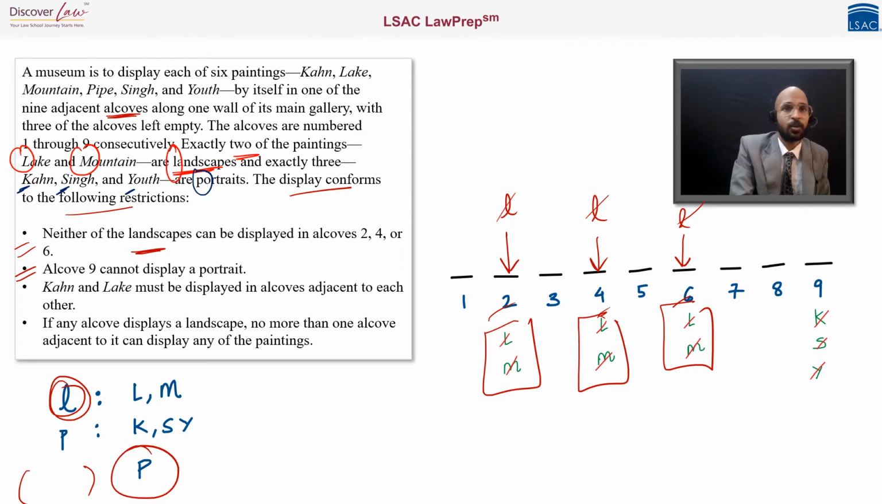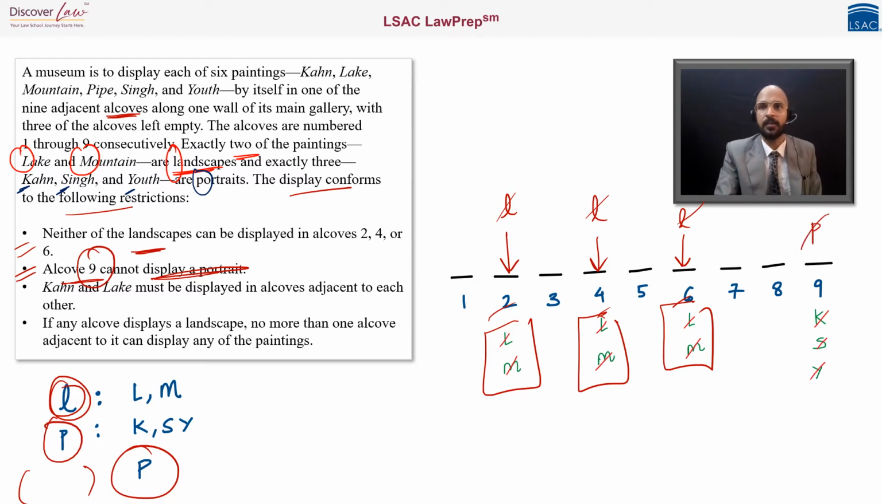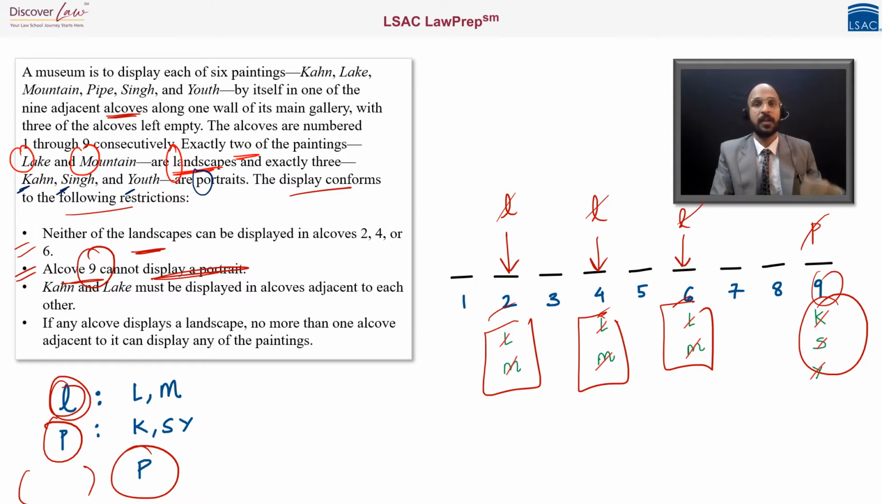Okay, moving ahead, let us look at the second rule here, the restriction. It says alcove 9 cannot display a portrait, which means you cannot have a portrait here, which means that 9 cannot be K, S or Y. Moving on, let's look at some of the remaining rules.